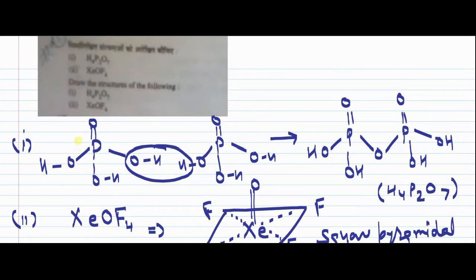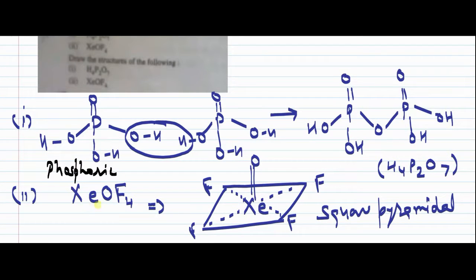Draw the structure of H4P2O7 and XeOF4. When we have to draw the structure of H4P2O7, phosphoric acid: 2 moles of phosphoric acid remove 1 mole of H2O and give H4P2O7 as a product. And the second compound, XeOF4, results in square pyramidal geometry.